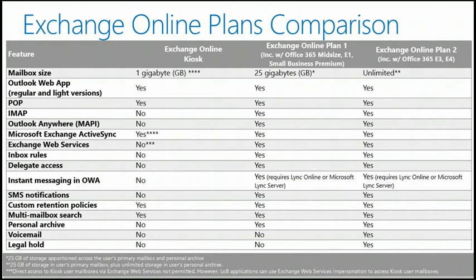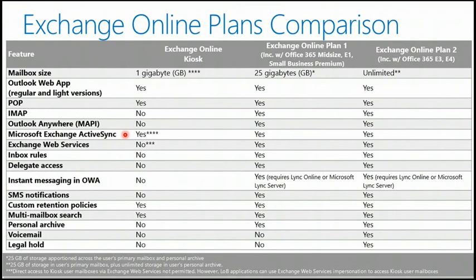So what are the different plans, and what do we get with each plan? The Exchange Online kiosk, which is just webmail, OWA only, plus mobile phone user, gets a 1 gigabyte mailbox. What are the big things that are missing? You can't connect to Outlook. No IMAP. You can POP and you can use Exchange ActiveSync, which is huge though.